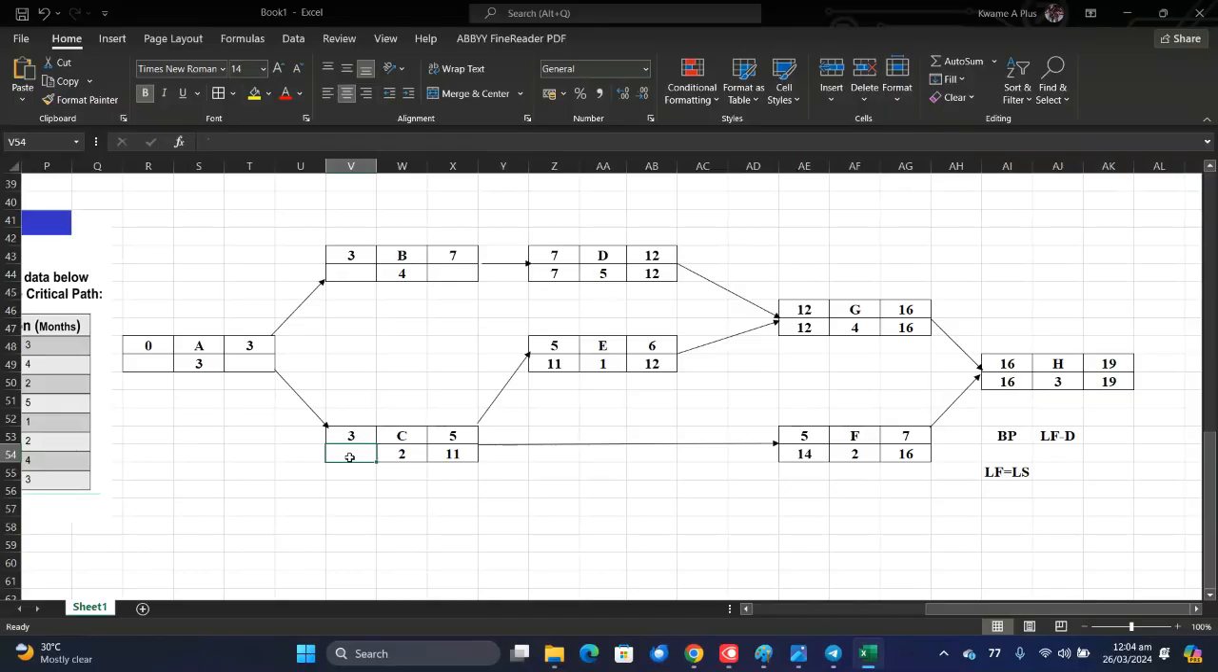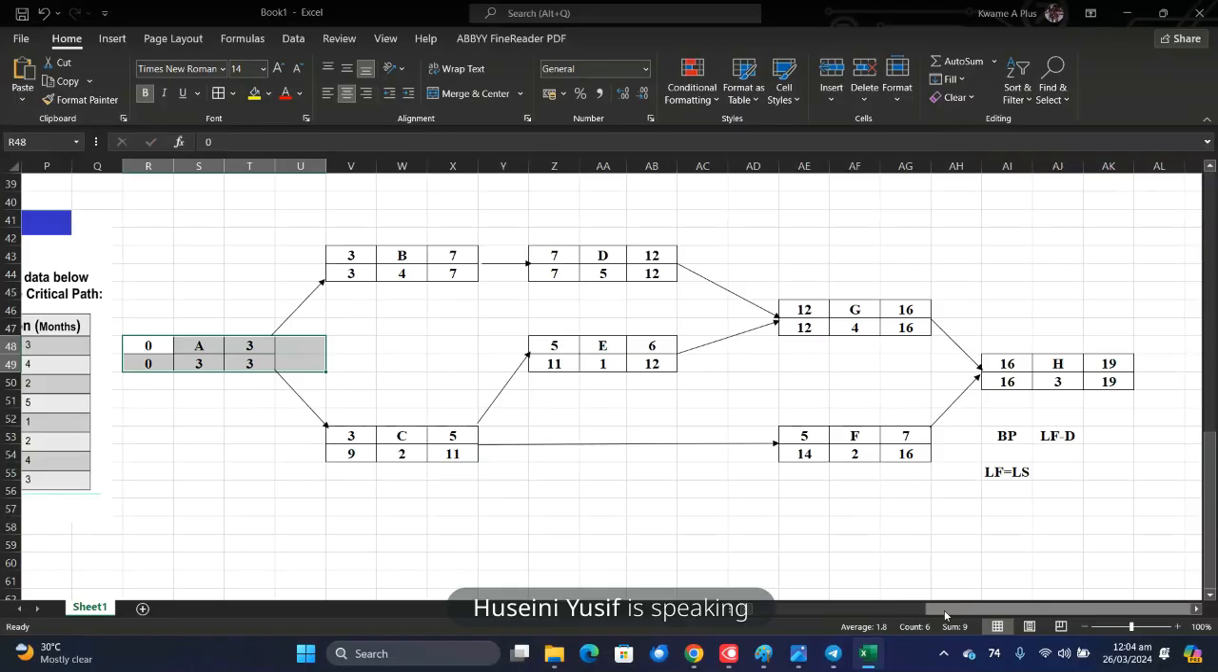11 minus 2 is what? That's 9. So we have 9 right here. And then this. Okay, so we have 7. 7 minus 4 is what? It's 3. Okay, we have 3. 3 minus 2 is what? Is 0. That is what we have here. So we are done with the backward pass. We can see, yes. So let's look at it. But please, I hope we're following.